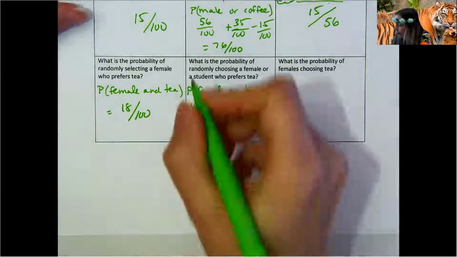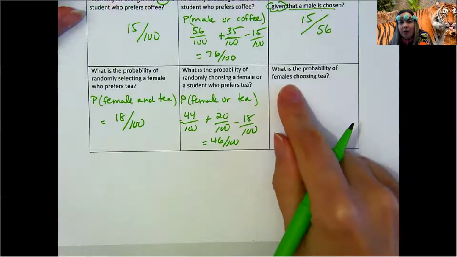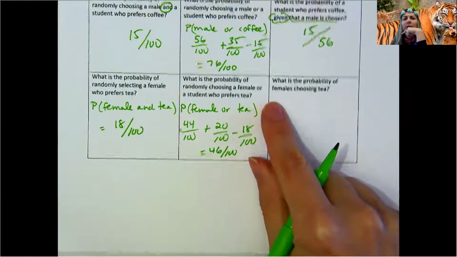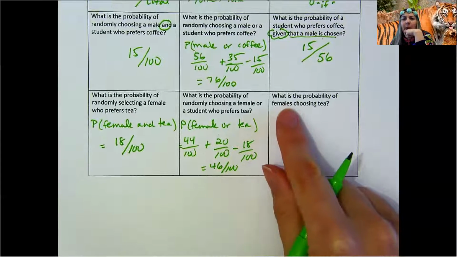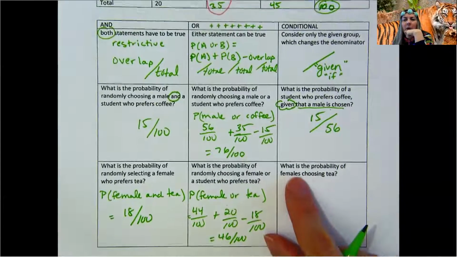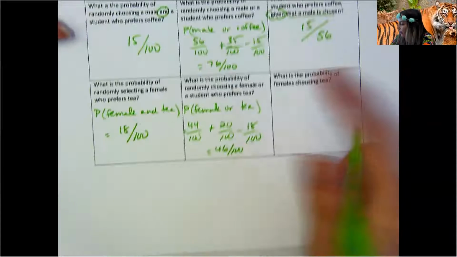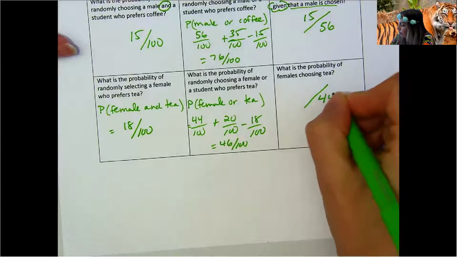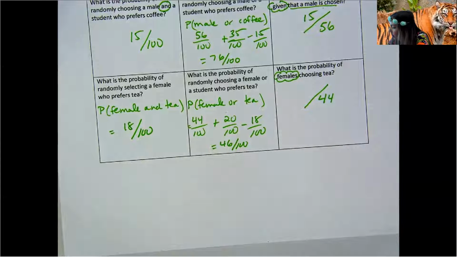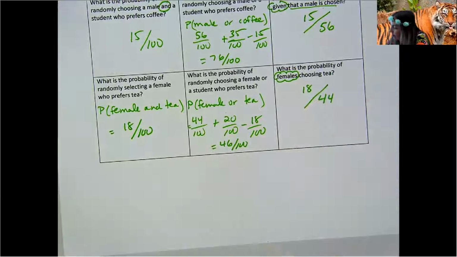Lovely. And then the last one, what is the probability of females choosing tea? They're telling us to only focus on females. Probability of females choosing tea. If we're only looking at females, that is 44. And who wants tea? There's 18 of them.